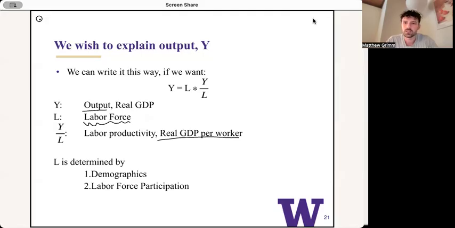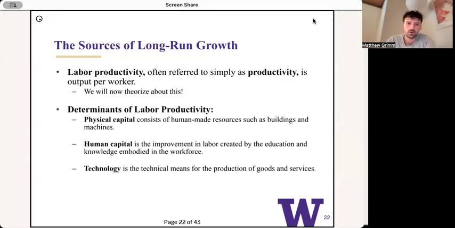So we can write this equation like this, where Y equals L times Y over L. Why can we do this? Well, if we simplify, we can cancel out the L's and it just gets Y equals Y. So this is just a mathematically true equation. We're just going to add in L up here and down here, and that's going to help us out with this model. So how is L determined? Well, it's determined by labor force participation, along with the demographics of how many people are in the country, how many working people you have, all of that.